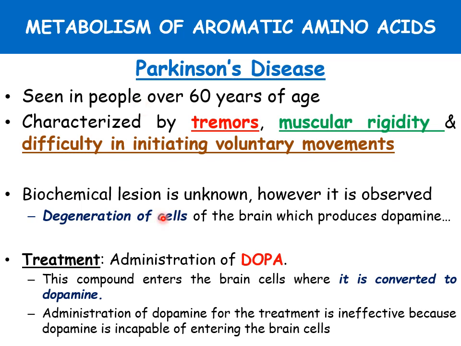For the treatment, Dopa is the drug of choice. Dopa is given as a drug. This compound enters the brain cells and gets converted into dopamine. Administration of dopamine for the treatment is ineffective because dopamine directly is not able to penetrate into the brain cell. So in the treatment, we give Dopa, and when it enters the brain cell, it later gets converted into dopamine and exerts its effect.